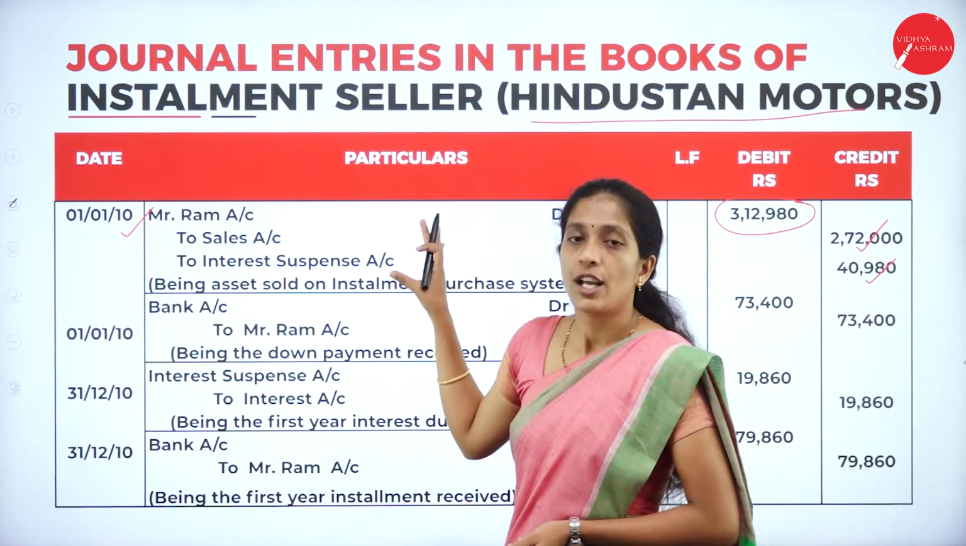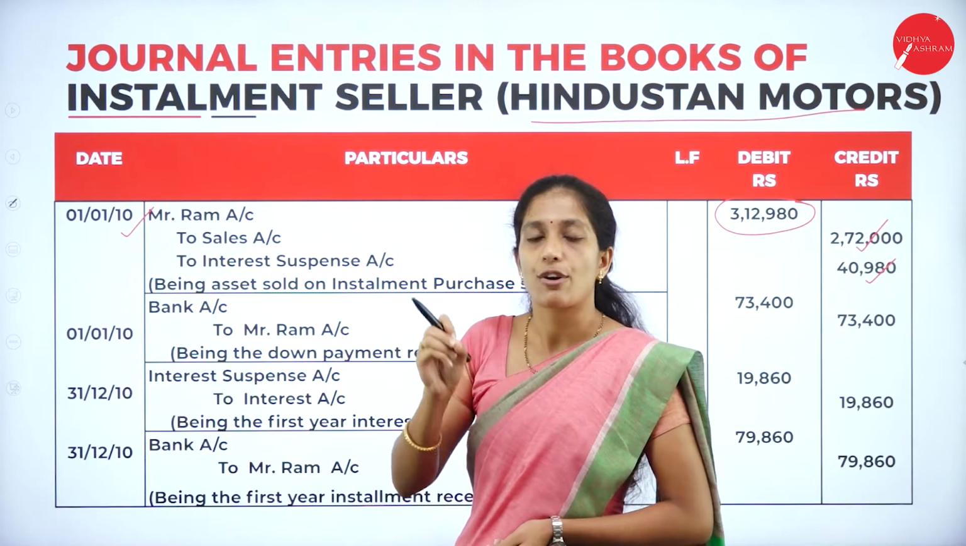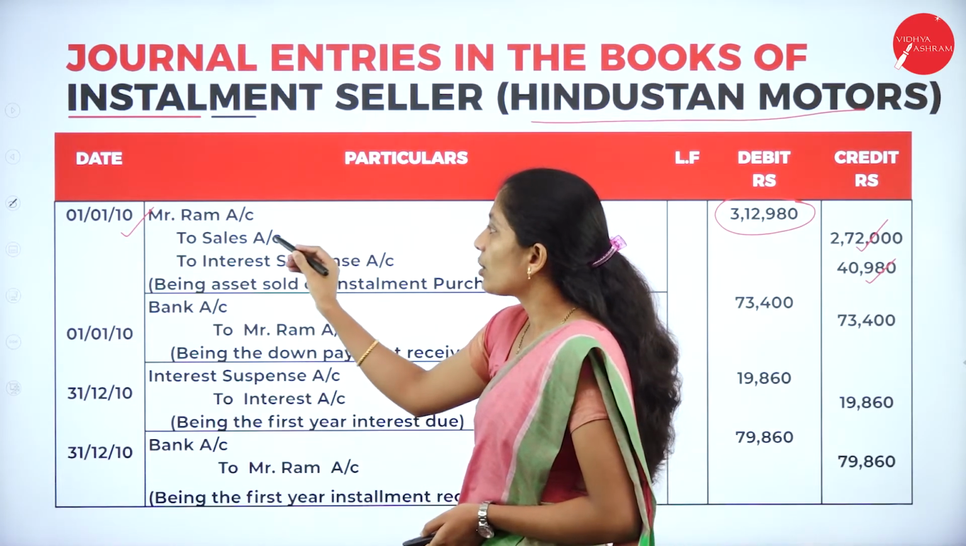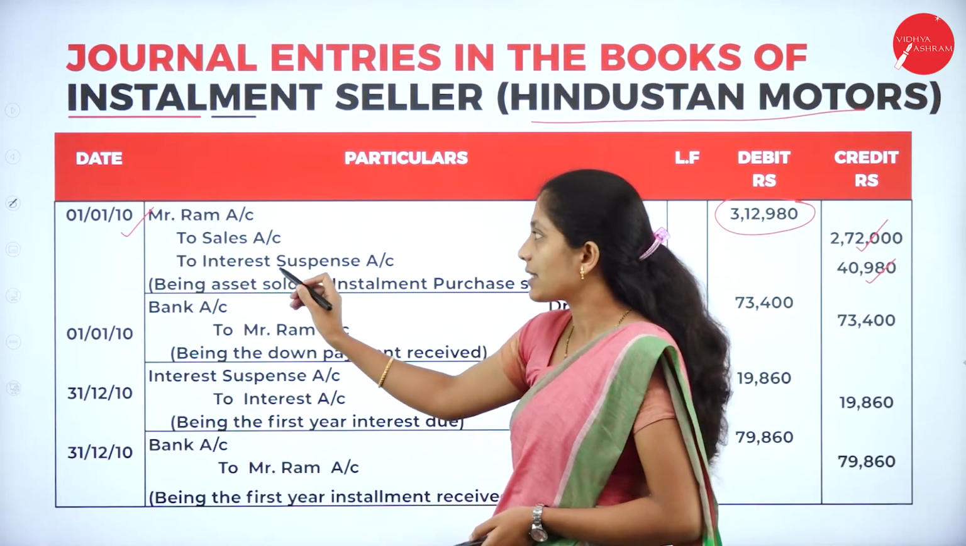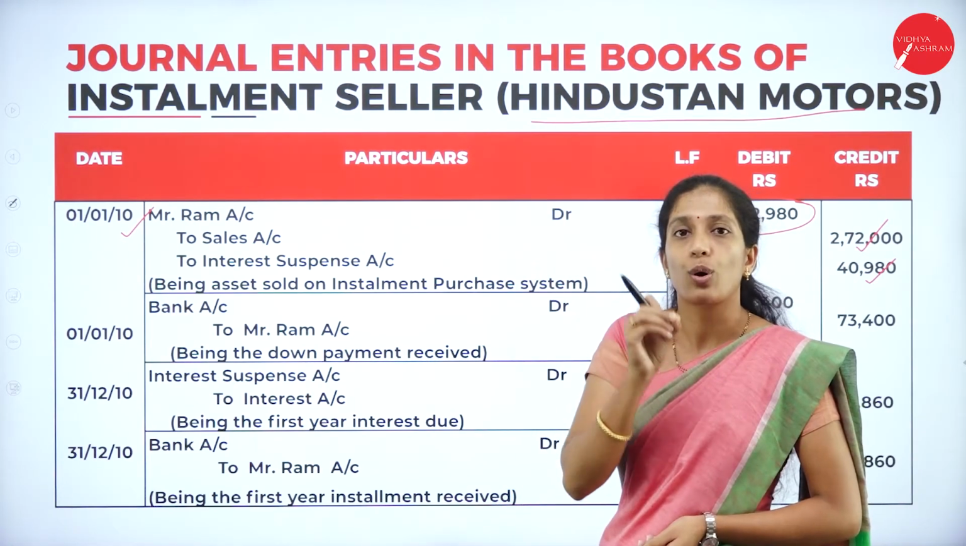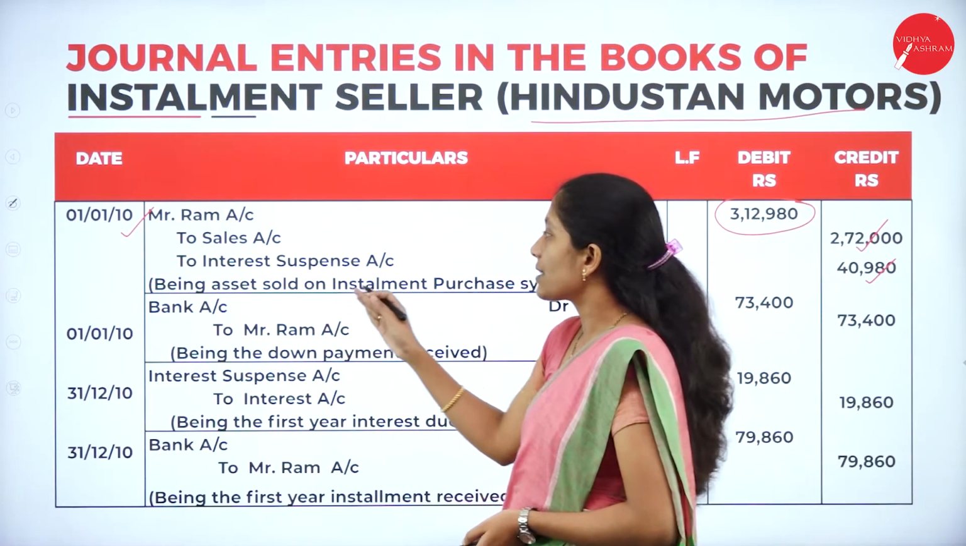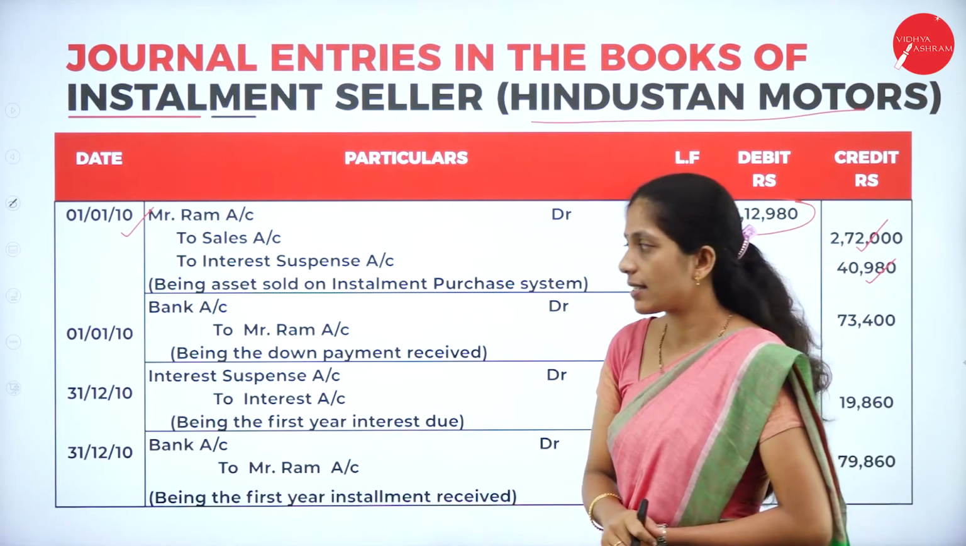So your first entry is for selling of asset. Your entry will be installment purchaser account debit, to sales account, to interest suspense account. For sales you will write the cash price of the asset. For interest suspense you will add all the years' interest, and the total interest will be written for interest suspense account, being asset sold on installment purchase system.